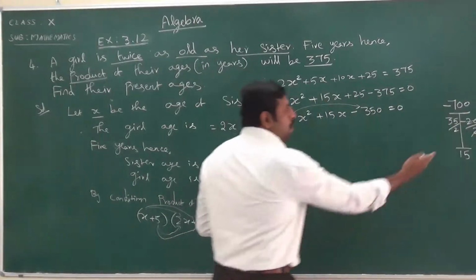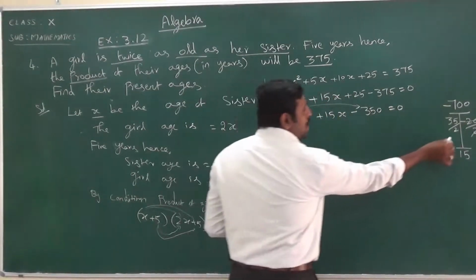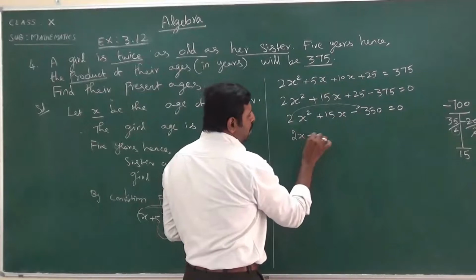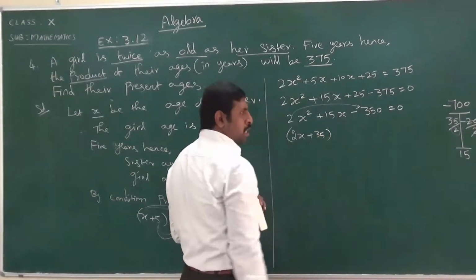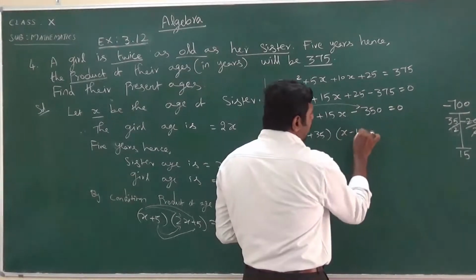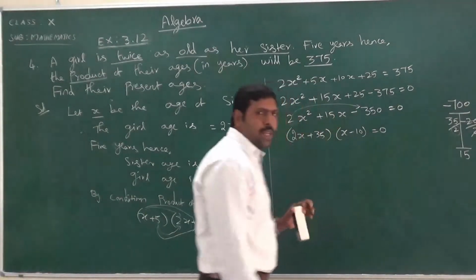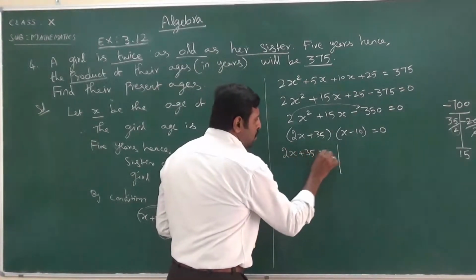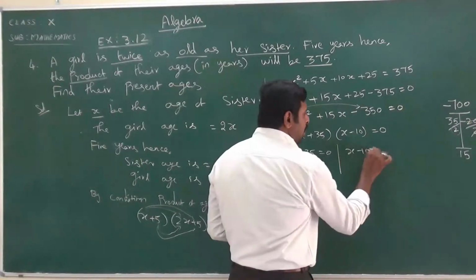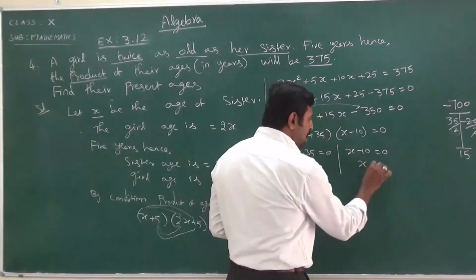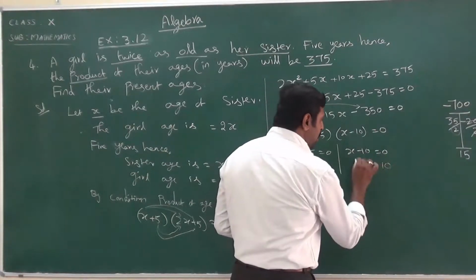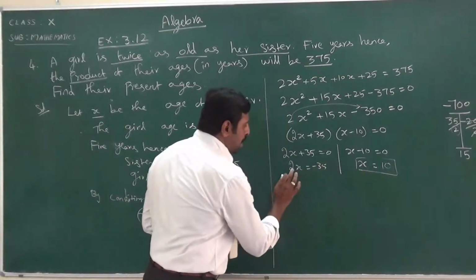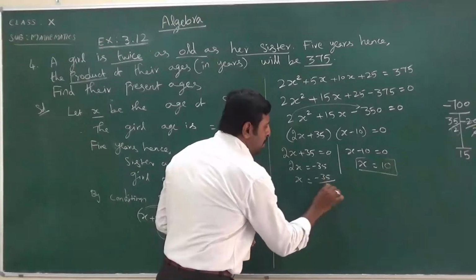Here we have the factors. We have 2 as the denominator, so take it to the coefficient of x. That is, 2x plus 35 is one of the factors, and x minus 10 is the other factor. Now we want to find the value of x. So we take 2x plus 35 equal to 0 and x minus 10 equal to 0. Here x is equal to, I take this 10 to the other side, we get plus 10. And here 2x is equal to minus 35, so x is equal to minus 35 divided by 2.